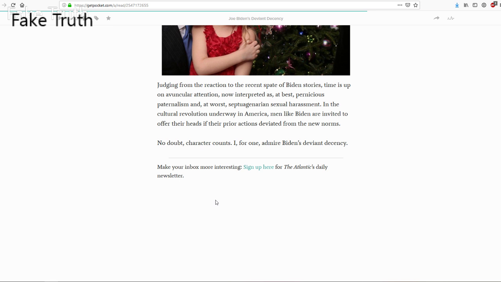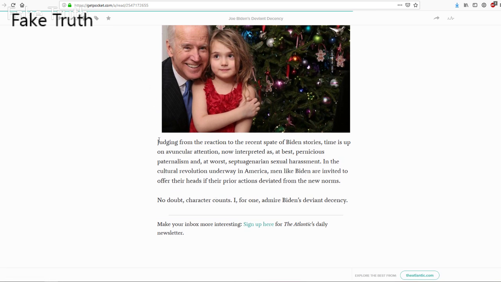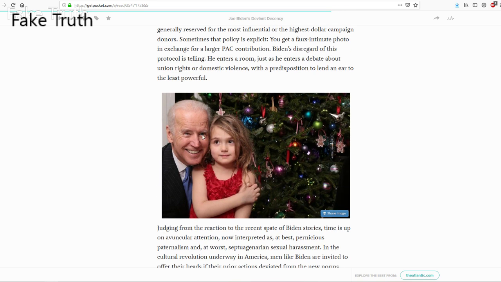And I don't think you should care about this, right? I, for one, admire Biden's deviant decency, right? And so you have basically everybody coming to his defense. And it ties into so many things, including normalizing these kinds of long-term relationships. They do seem happy together. Well, at least he seems happy.